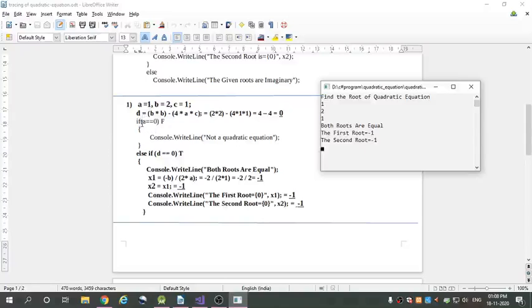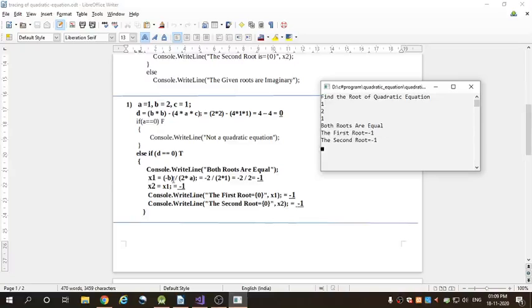Then if a is equal to 0, here our a value is 1, so the condition is false. Then it goes to the next condition, else if d is equal to 0. As our d is 0, this condition is true. Then it executes this code. It prints first both roots are equal. You see here on the console both roots are equal.